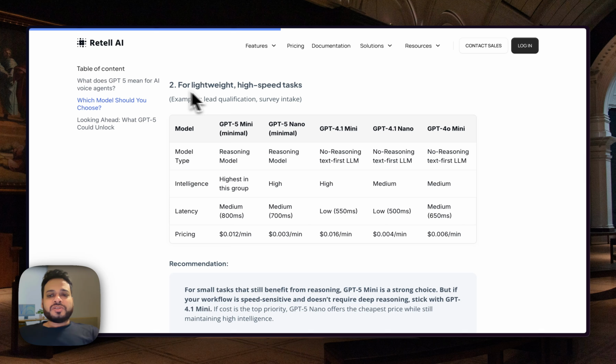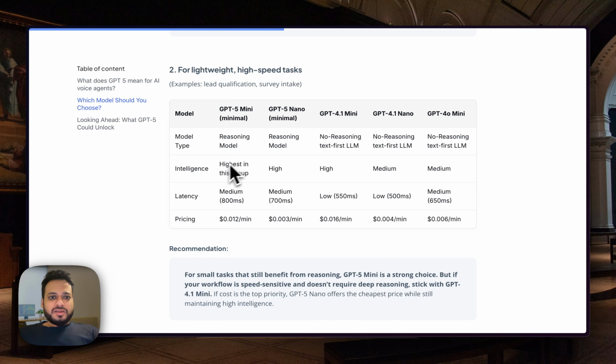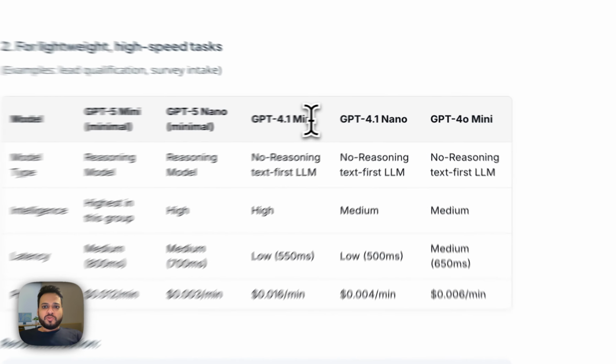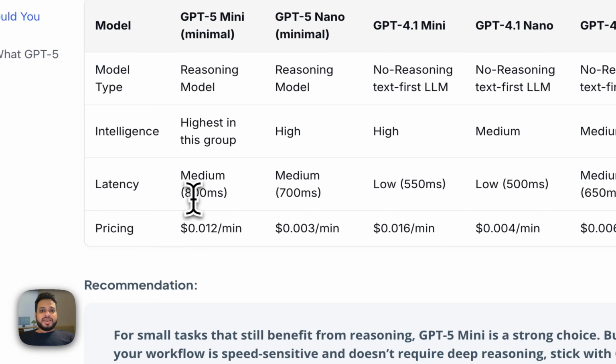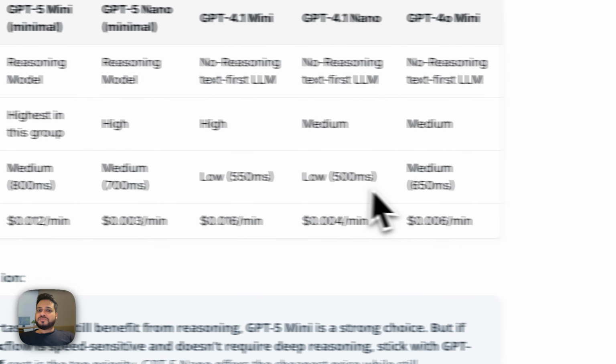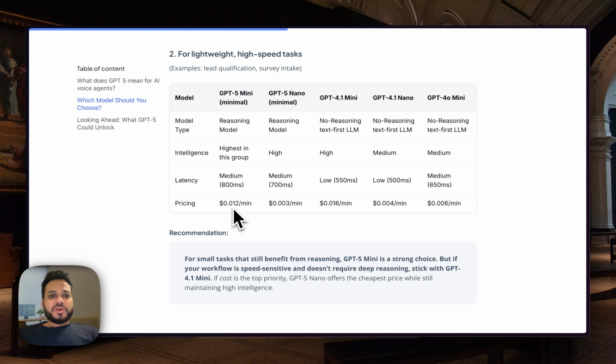Let's see how the benchmarks do for lightweight, high-speed tasks like lead qualification and survey intake. Intelligence is all high till 4.1 Mini. Nano is medium, Mini is medium. Latencies are 800, 700, 550, 500, 650, and costs are 0.012, 0.003, 0.016, and all of that.